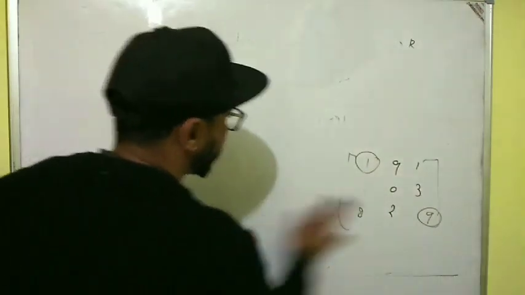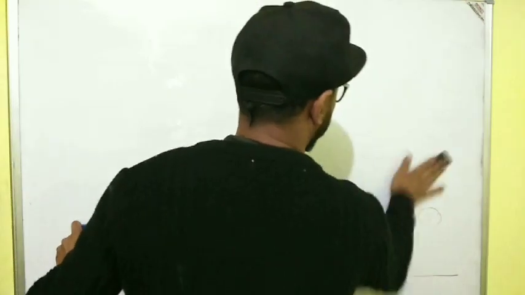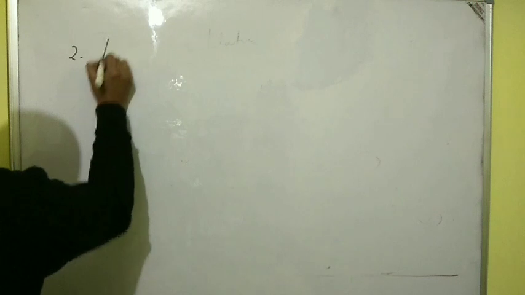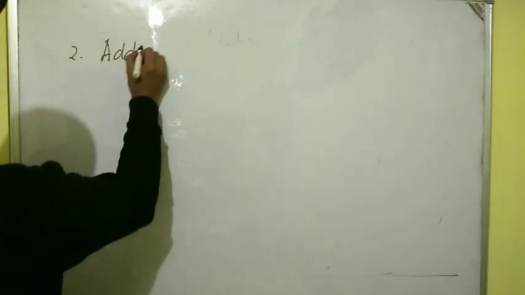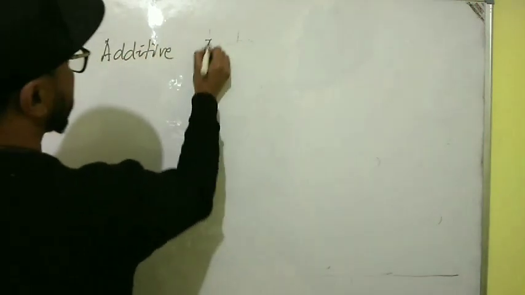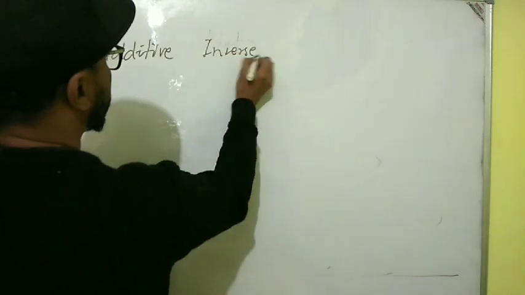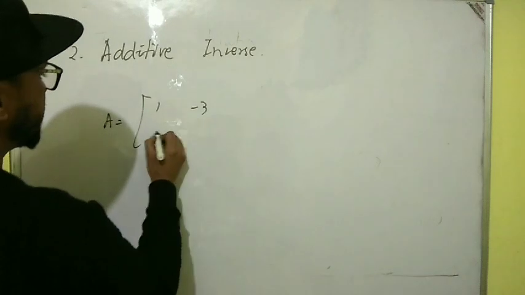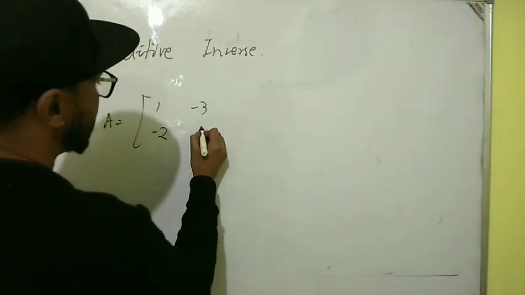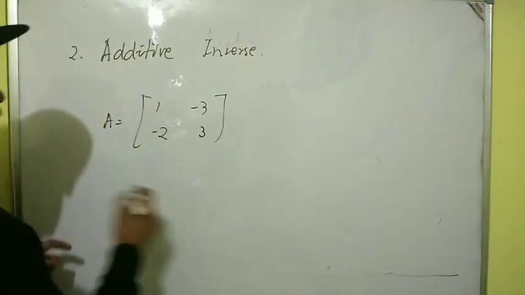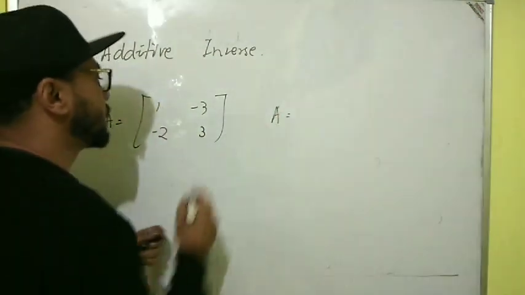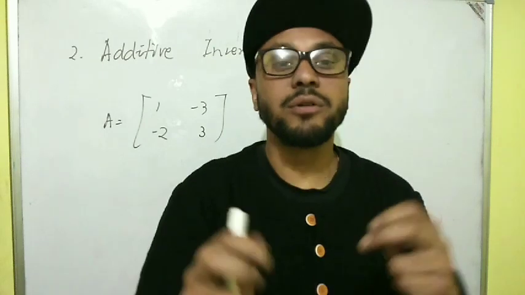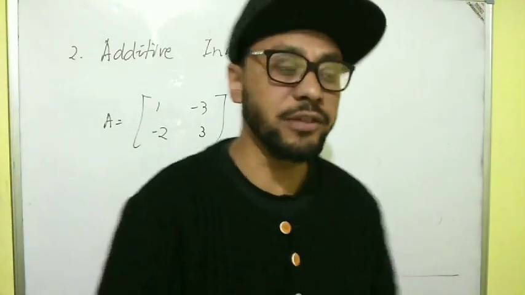Now the next property is additive inverse. Alright, now this is also very important and easy also. Now let's take any matrix A, 1, minus 3, minus 2 and 3. Now what happens here is the sign of each element will change. That is called additive inverse.